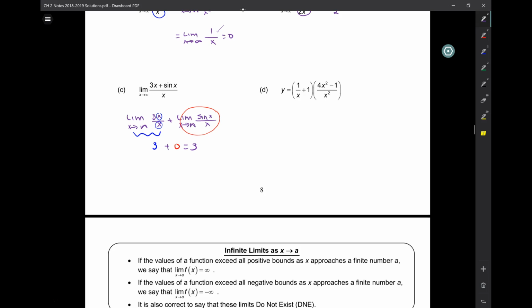Okay, here, this one, there should be a limit here. So limit as x approaches infinity. This is the same as this product property. So this is going to be the limit as x approaches infinity, 1 over x plus 1, times the limit as x approaches infinity, 4x squared minus 1 over x squared.